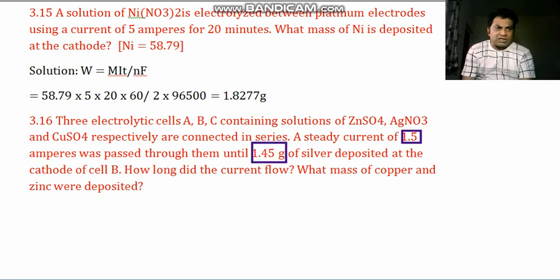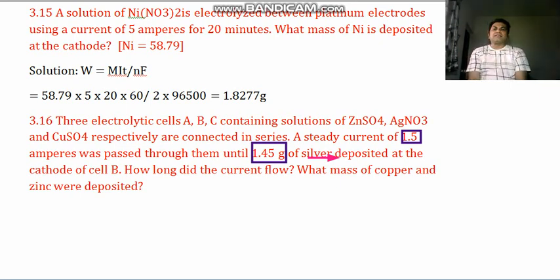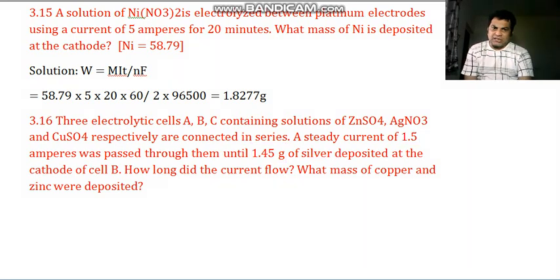Silver is deposited. Silver is in cell B, it is given in B that silver deposits. How long did the current flow? What mass of copper and zinc is deposited? So first we have to find out time, and after finding time we have to find out the mass of copper and zinc. So hope that you understand this question.